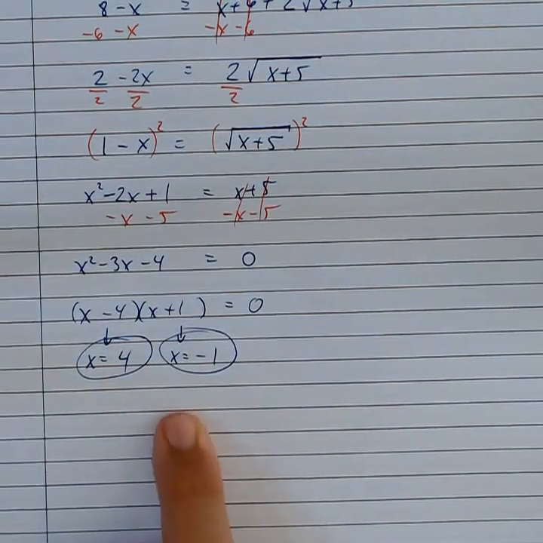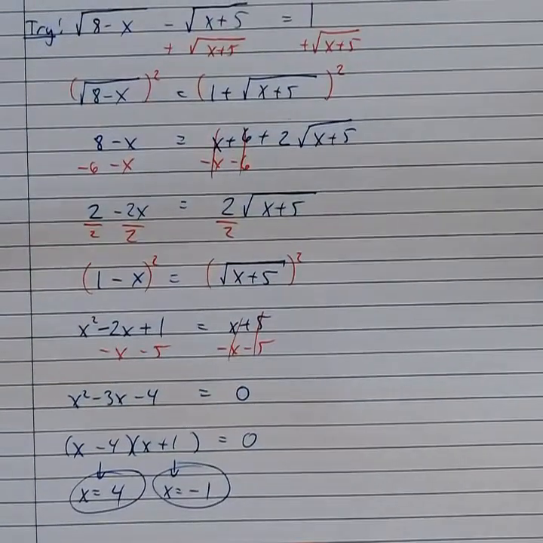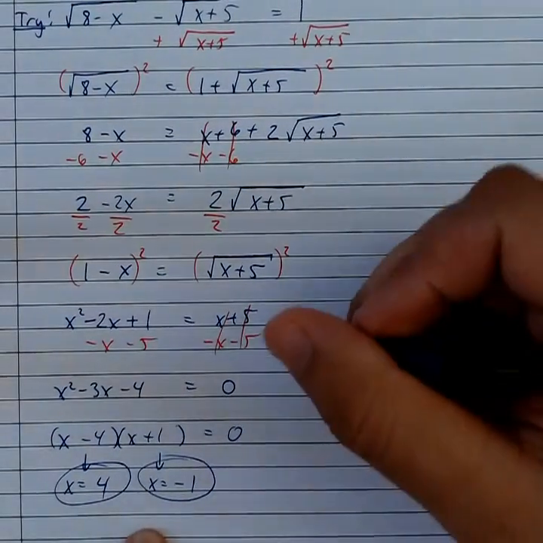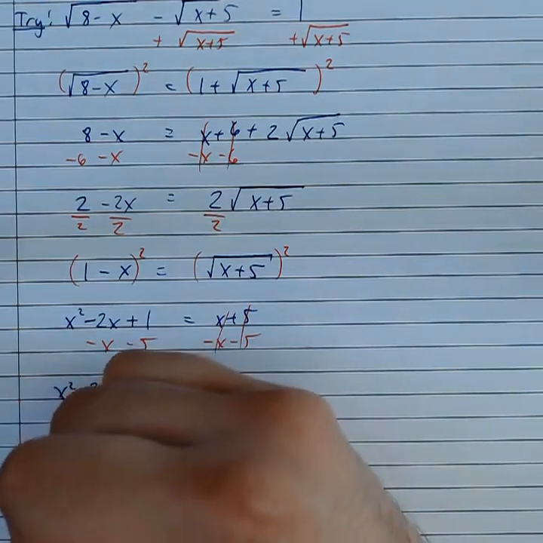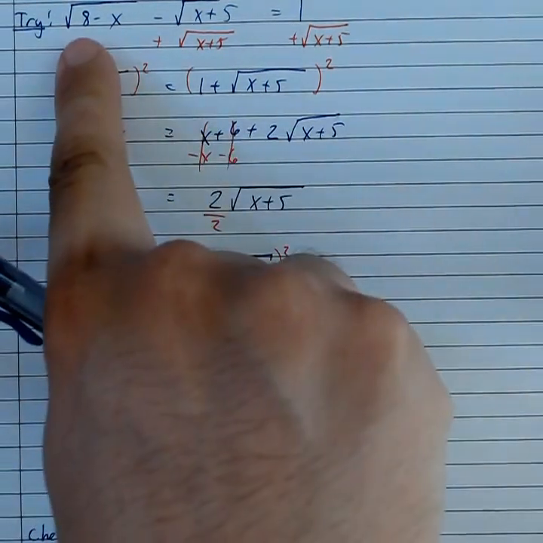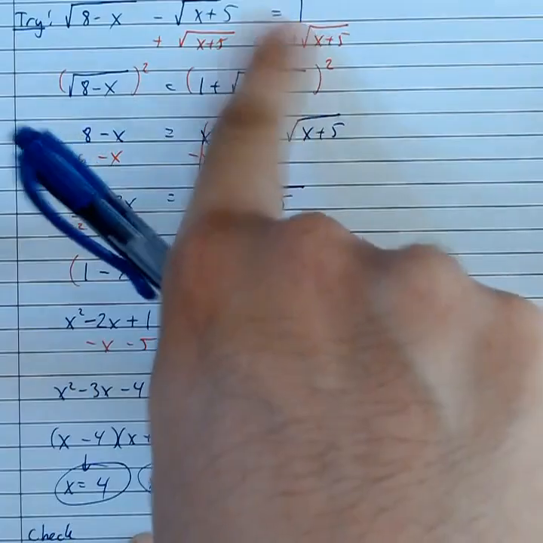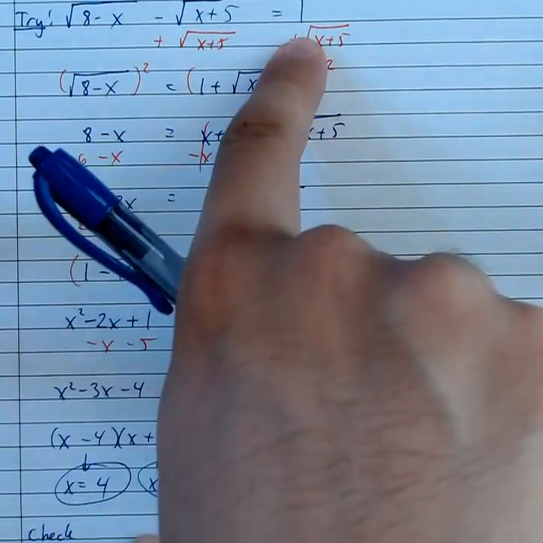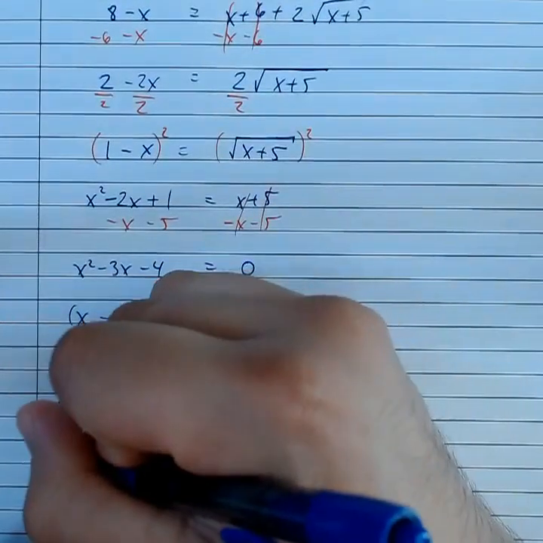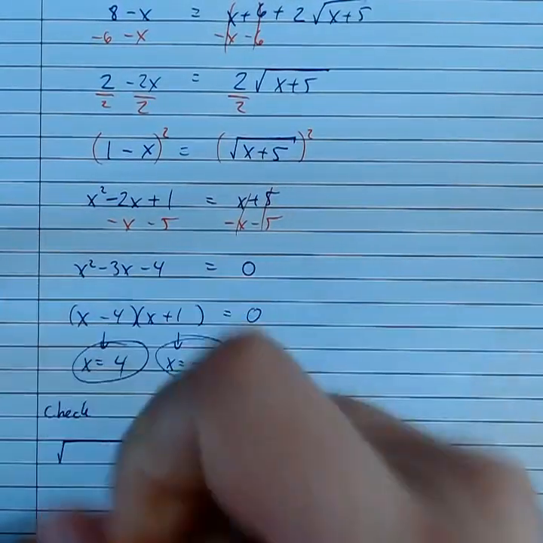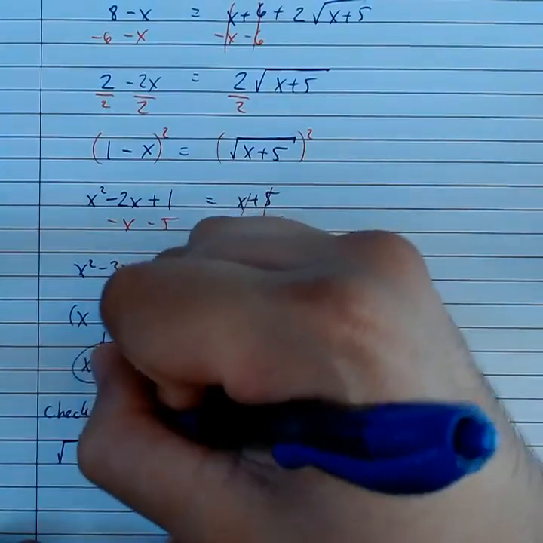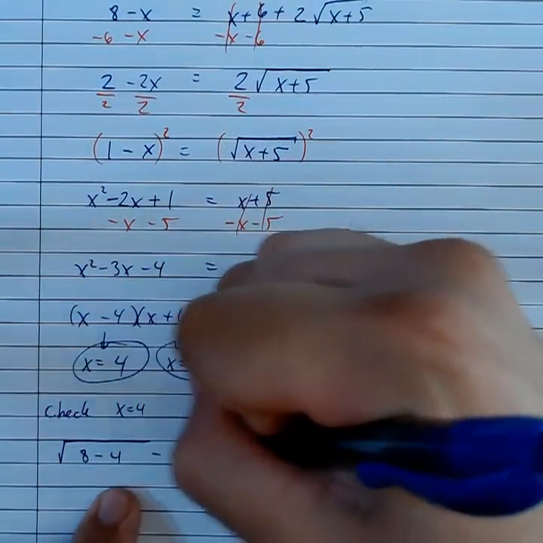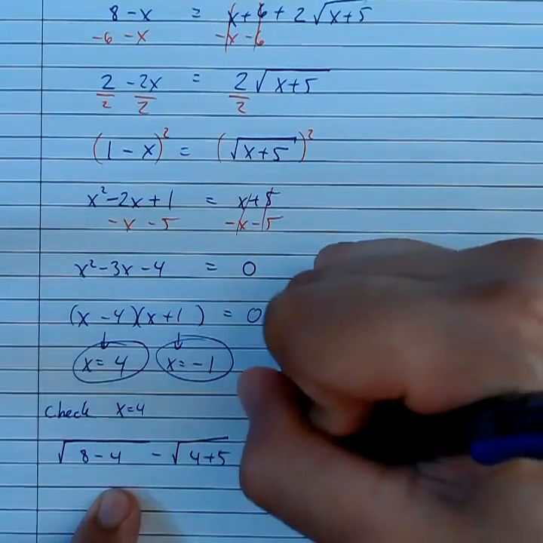Remember, these don't have to work. They're the only numbers that might work. You have to check them now. So let's go back and check our solutions. We're going to take this equation right here and plug in these numbers one at a time into our equation. So let's take the square root of 8 minus x, I'm going to start by checking x equals 4. So I'm going to have the square root of 8 minus 4 minus the square root of 4 plus 5 is equal to 1.